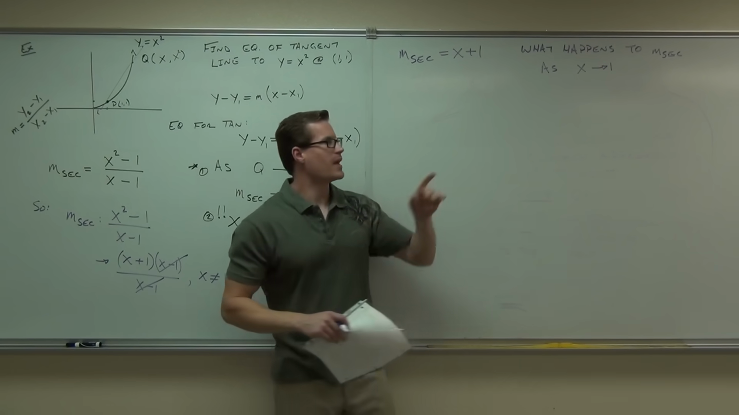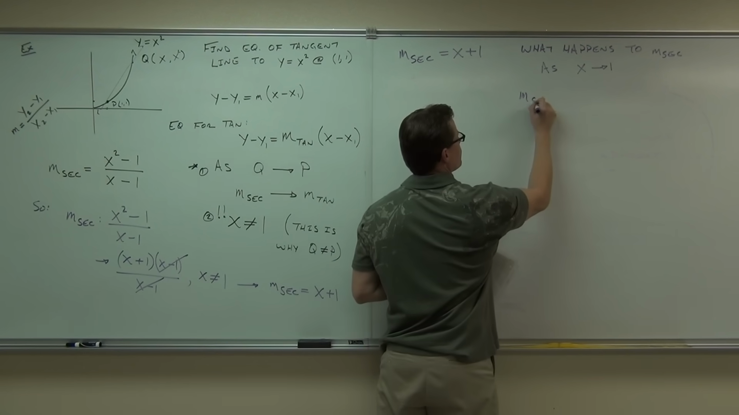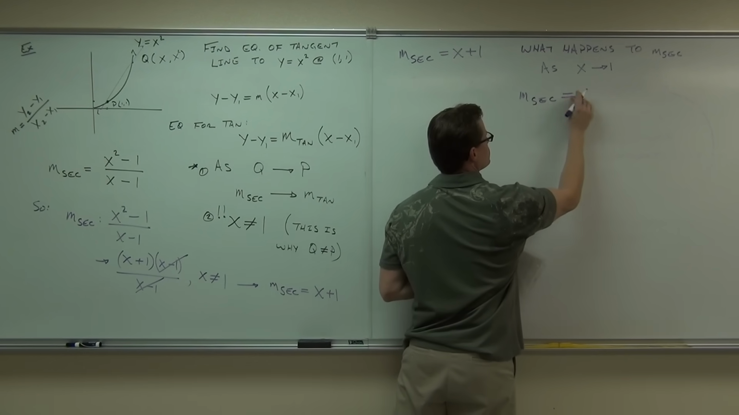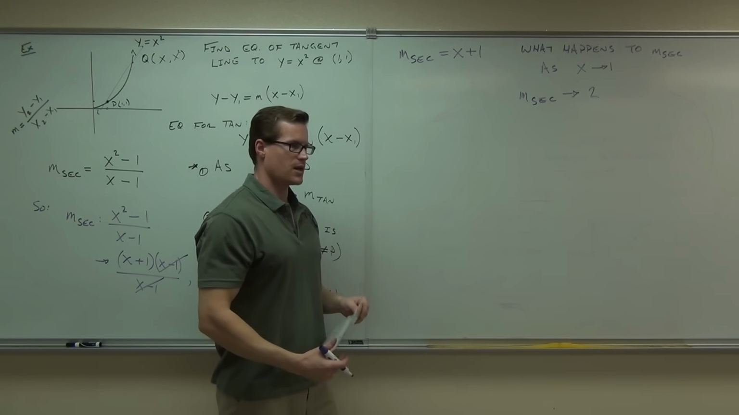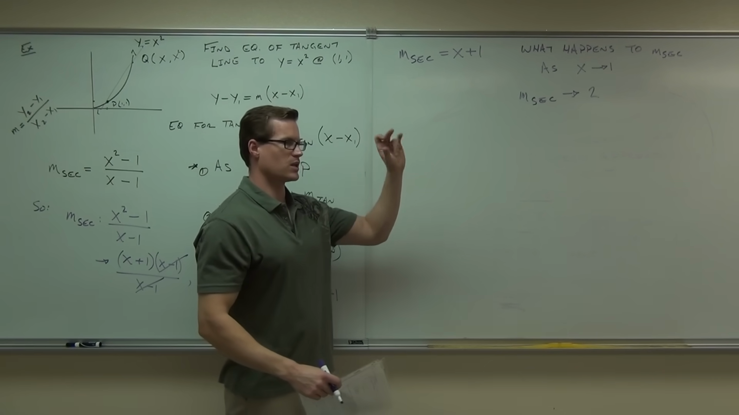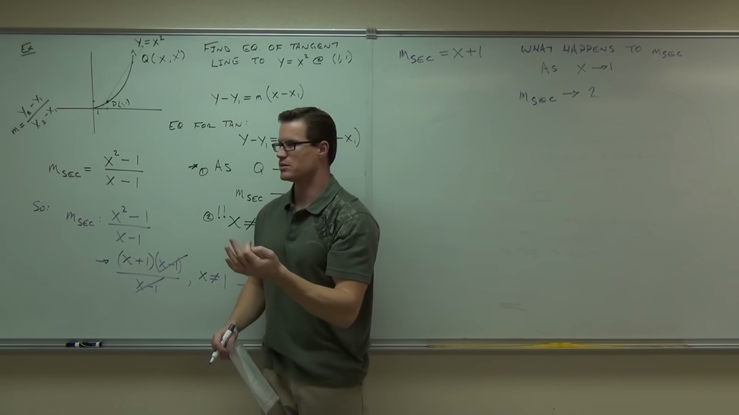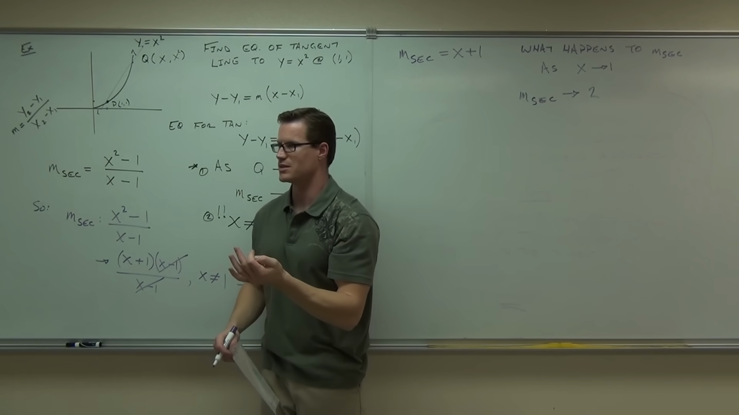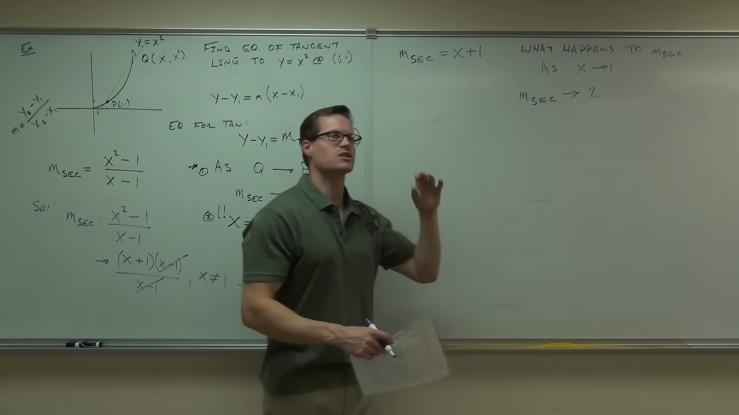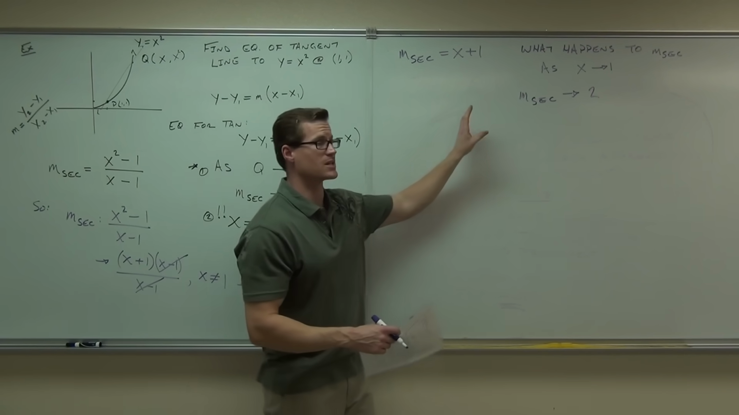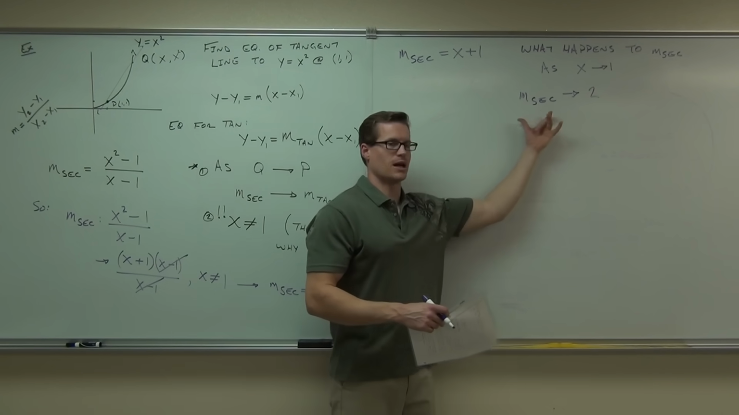Would you say that as this thing gets closer to 1, the slope of our secant gets closer to 2? Would you say that? Because I'm plugging in things really close to 1, I'm going to get out things that are plus 1, really close to 2. Does that make sense to you? Our secant's going to be really close to 2. Here's what that says. This lets us make the jump. This is a limiting position. It says that we know the limit of the slope of the secant line is 2.